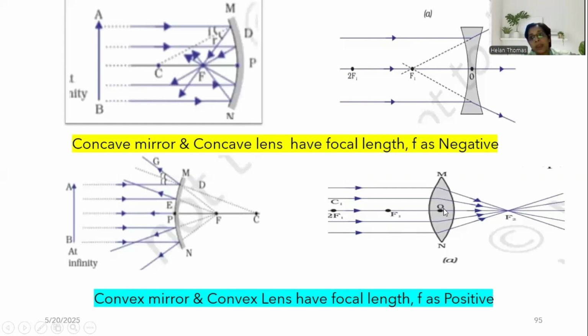Here also the focus is going to be from the optic center of the lens to the right hand side, so F is going to be positive. Be it a convex mirror or a convex lens, focal length is going to be positive. Be it a concave mirror or a concave lens, focal length is going to be negative. So the answer is both are concave. Both the mirror and the lens are concave.